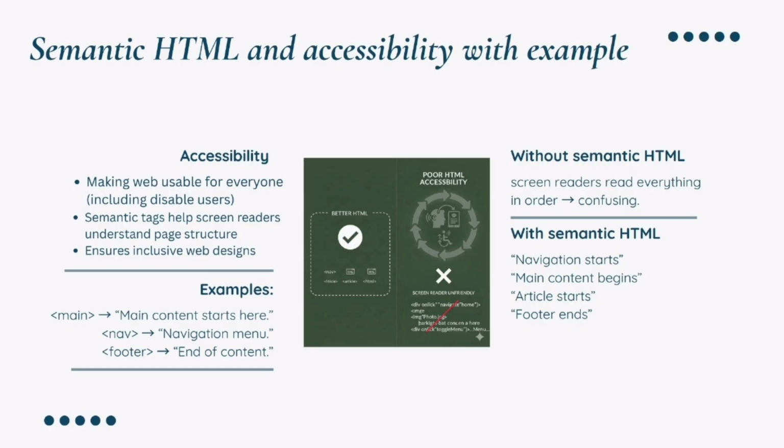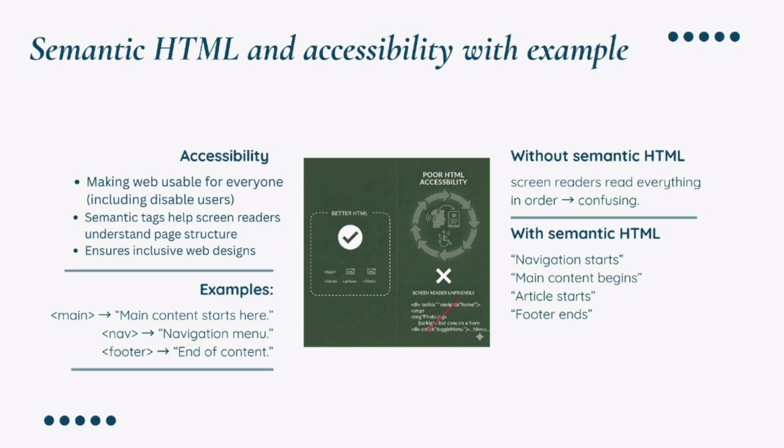Semantic HTML and accessibility, with example. This is arguably the most vital role of semantic HTML. Accessibility is about making the web usable for everyone, including users who rely on assistive technologies like screen readers. Semantic tags are the necessary framework for inclusive web design. Here's why it is so crucial.